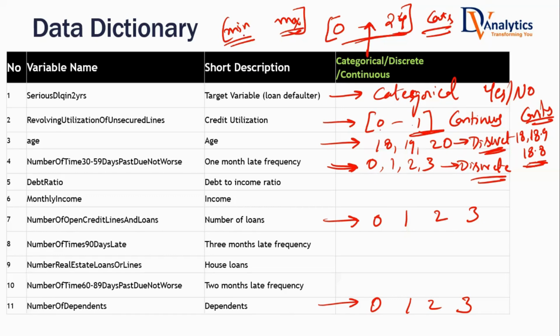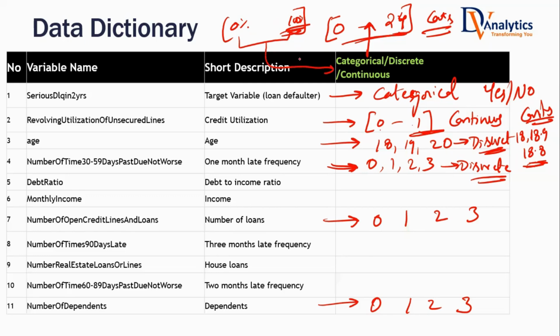Minimum monthly utilization is 0%, maximum monthly utilization is 100%, right? Can it take any value between them? Possibly countably infinite values, can it take? Yes. Then only we'll call it continuous. It's not made up from our own minds, it's the definition of continuous.